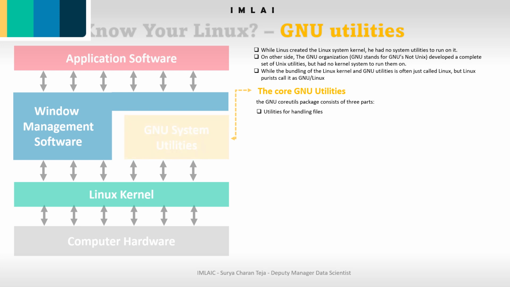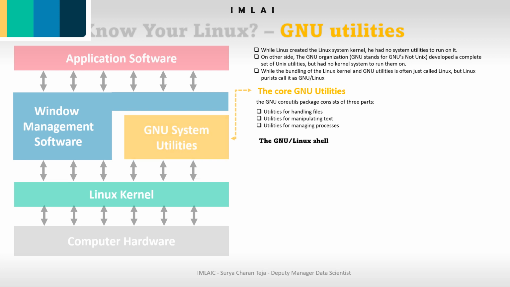Coreutils package, that is COREUTILS. So the GNU coreutils package consists of three parts. The first one is utilities for handling files, the second one is utilities for manipulating text, and the third one is utilities for managing processes.